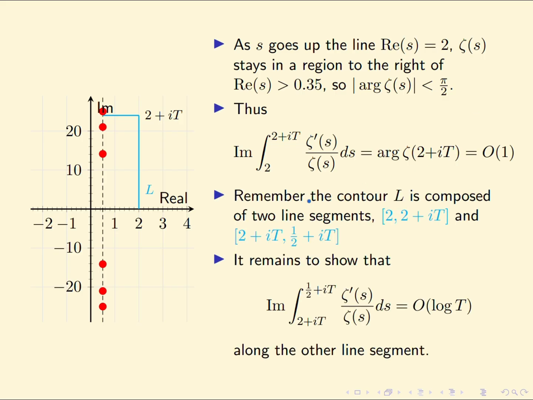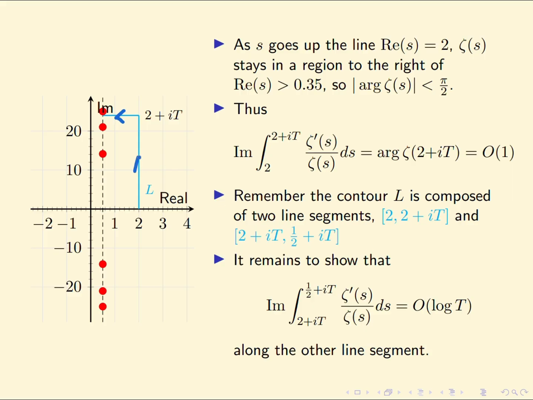Cool. But remember, this L thing that we're trying to integrate over is actually two segments: the vertical part and the horizontal part. What we've just shown is that the integral over this vertical section is O of 1, not depending on t. And what we were trying to show is that the integral over both parts together is O of log of t. So what remains to show is that this horizontal section is O of log of t.